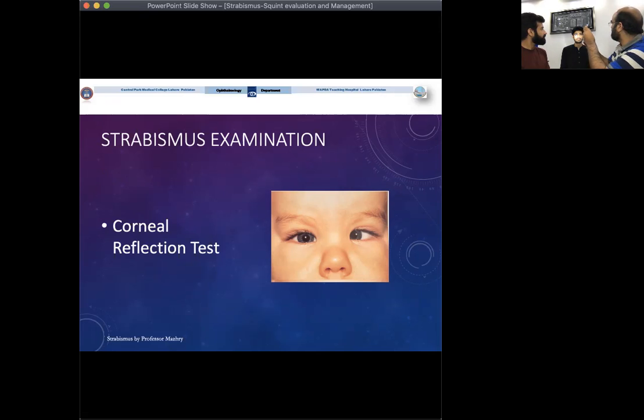Please don't look into the lens. Please look at the distant object. And we look for corneal reflection. That is the corneal reflection test. Just simply looking at the reflection, if it is centered in both the eyes, the patient is orthophoric. That is one thing. The patient is looking at far.